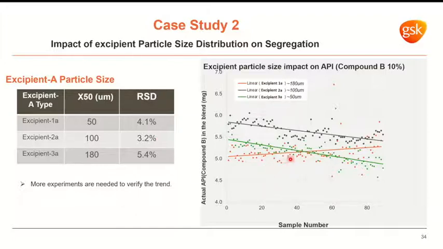But some important things to note from this experiment: if you look at the orange line, you will see excipient 1A, which is the largest particle size, or 180 micrometer. You will see that in the beginning the segregation is low, but after somewhere around 50 to 60 dispenses, the segregation risk increases a lot, whereas this trend is not seen in the other two excipient sizes. So more studies need to be done in order to draw some solid conclusion, because we cannot see a clear trend.